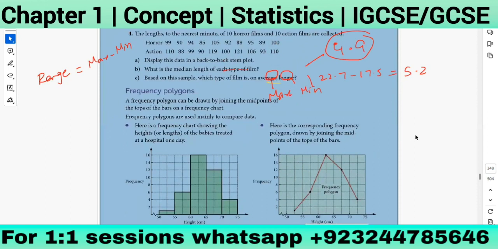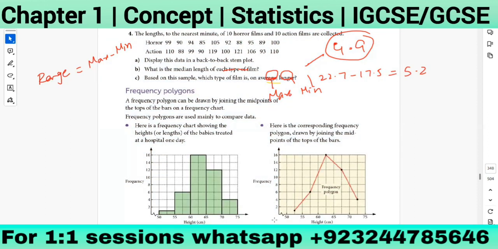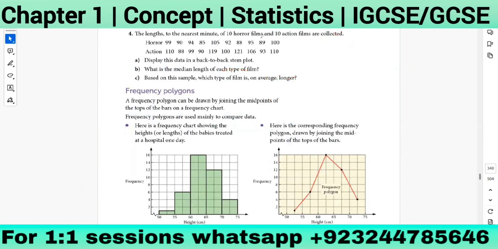Okay. Anyways, question number 4. The lengths in minutes of 10 horror films and 10 action films are collected. Display the data in a back-to-back stem plot. Now you're going to do it in just 5 minutes. I will see if you can draw a back-to-back stem plot or not. Even I will do it on the board, but you're just going to do it on your own.